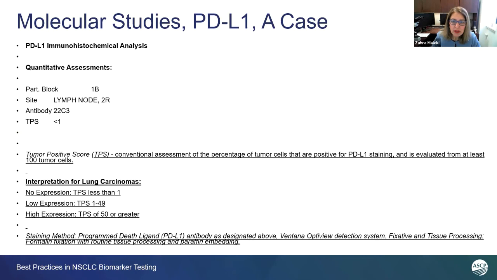The molecular studies that you saw in previous slides can all be found in the electronic data system of the hospital, and those come as separate reports. When it comes to PD-L1, that would be an addendum to the final pathology report. As you see, it labels the block that was used for that case, the site, which was a lymph node, and the score was less than 1%, and that shows this case was negative. It means the patient would not benefit from current medications for PD-L1.